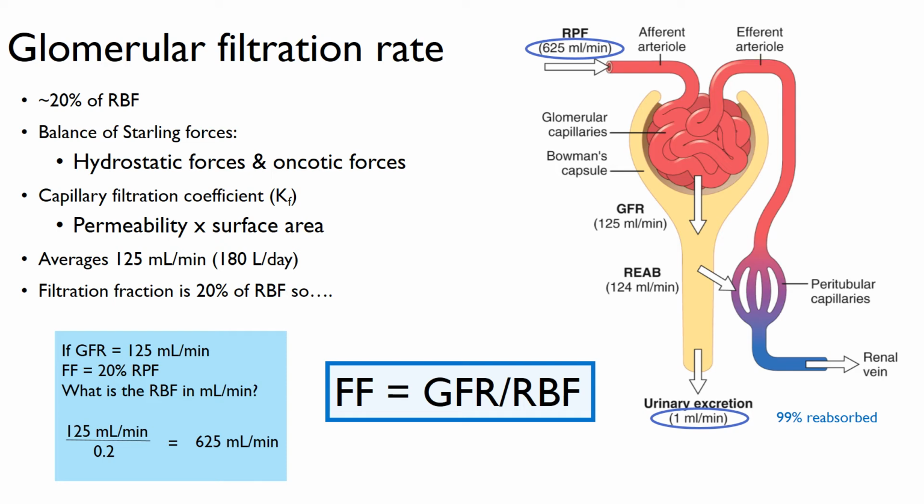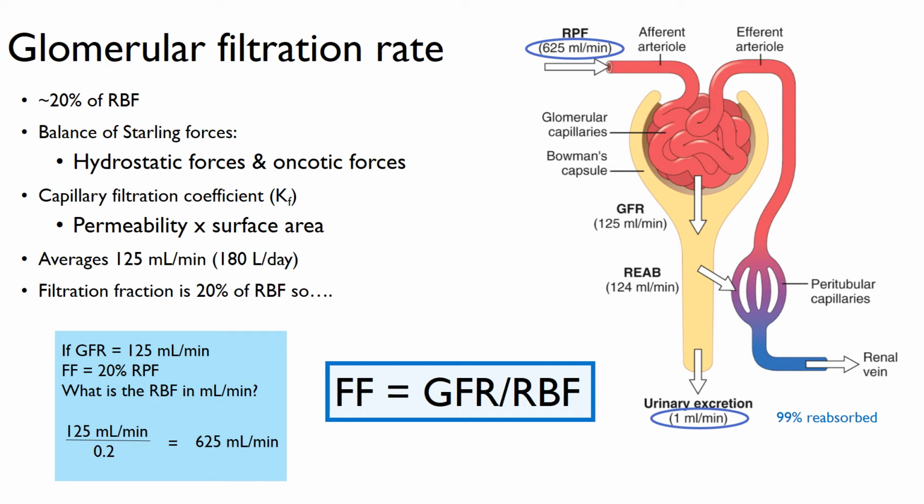So now you have all these variables here, you have all these numbers, and filtration fraction, the fraction of what gets filtered, is the ratio between glomerular filtration rate and renal plasma flow. Okay, so let's put this back in here. If you are given two of these three variables, you can calculate and solve for the remaining one, the one that you don't know.